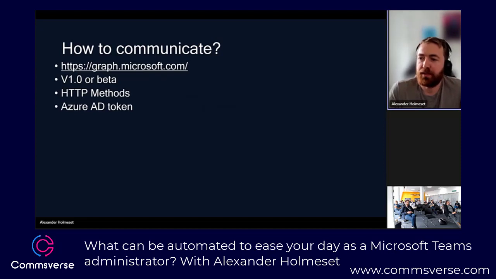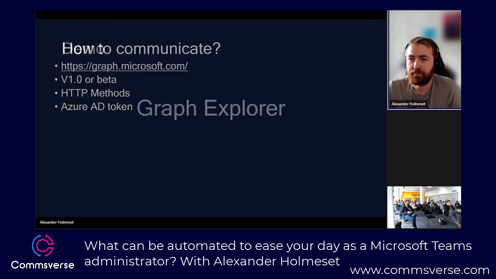So we can communicate with the API through the link graph.microsoft.com by using HTTP methods. This can be either GET, POST, PATCH, PUT, or DELETE requests. You authenticate through Azure AD, and after first authenticating, the communication uses an access token.